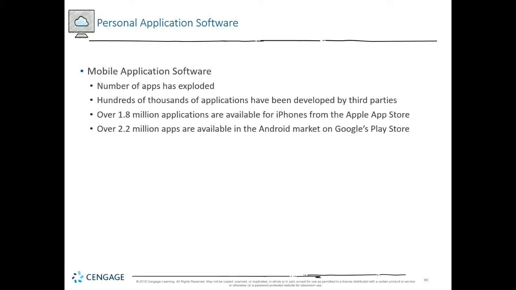Personal application software. Mobile application software: the number of apps has exploded. Hundreds of thousands of applications have been developed by third parties. Over 1.8 million applications are available for iPhones in the Apple App Store. Over 2.2 million apps are available in the Android market on Google Play.